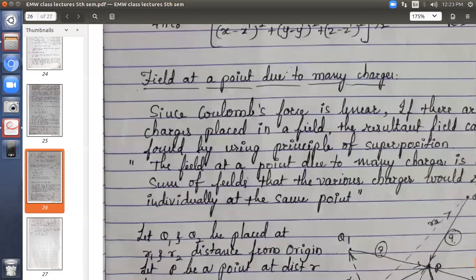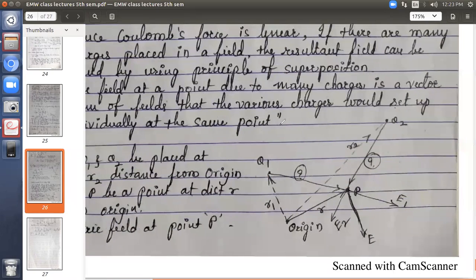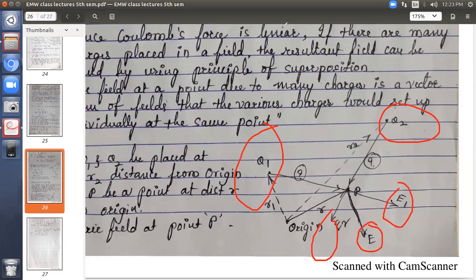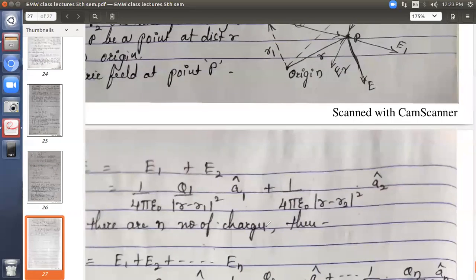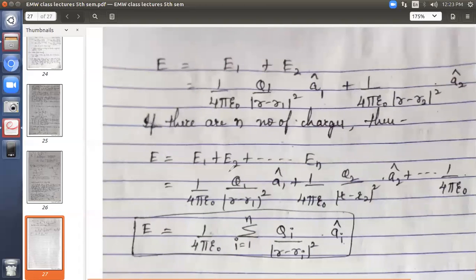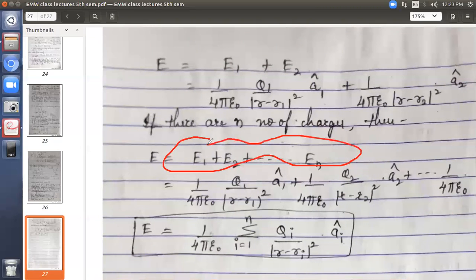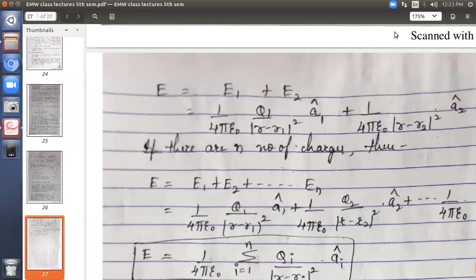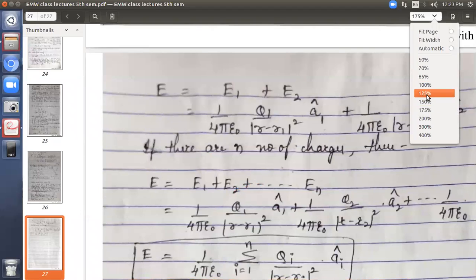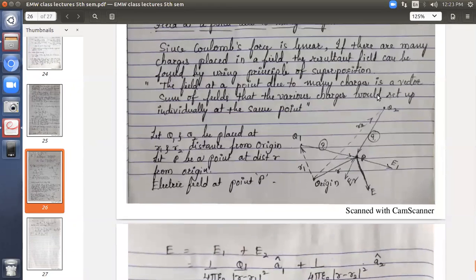Then if there are many charges, what is E? E will be the vector sum of all. Taking one example of two charges kept, we have found E1 and E2. We have taken total E as E1 plus E2. And if there are n charges, E will be the sum of individual fields. So I hope you understood till this. Any doubts here? Please ask me.